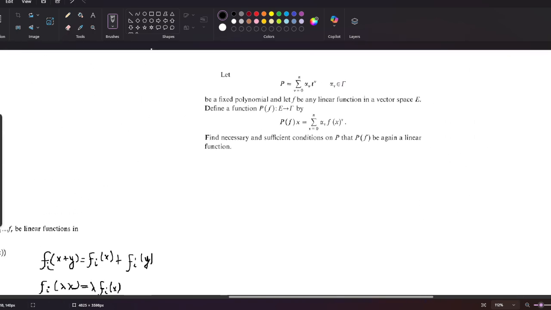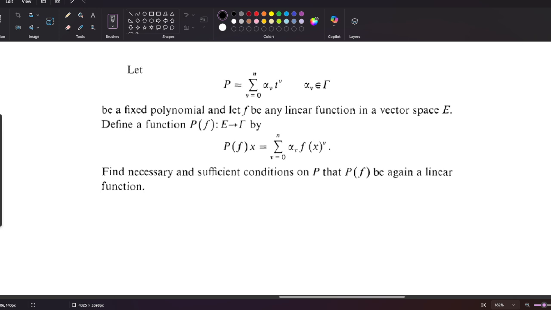Now the last problem. We have a polynomial, we have a linear function f in vector space E, we have a new function defined by p(f) that maps from the vector space to gamma, that is defined through this, and we have to find necessary and sufficient conditions on the polynomial such that p(f) becomes a linear function again.